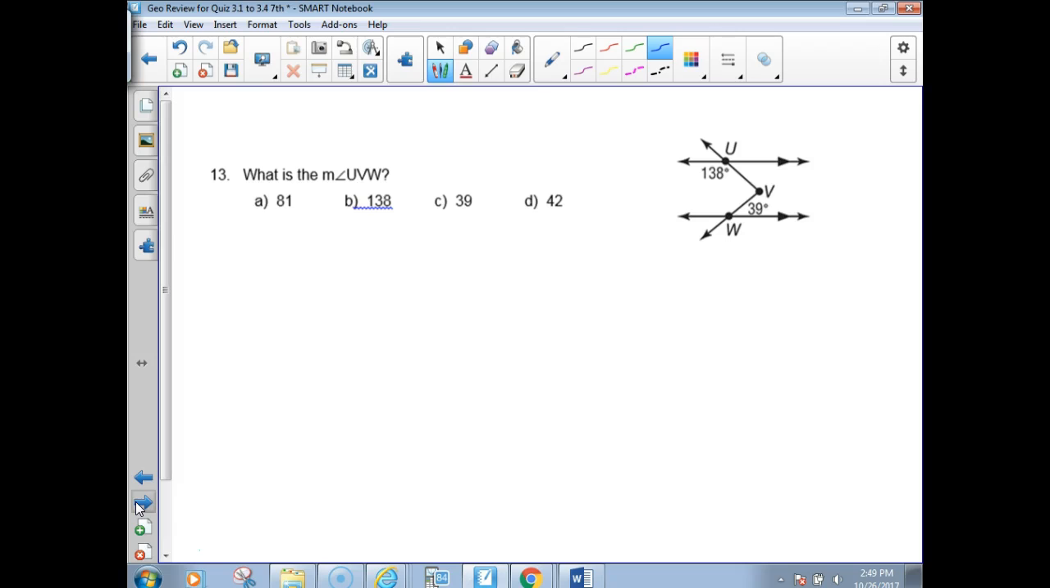Next, on 13, this is not actually one like this. There isn't one like this on the quiz, but we did do this in a homework assignment. We draw in an auxiliary line, which creates some angles we should know some properties about. These are consecutive interior supplementary, so I did 180 minus 138, which would be 42. And then these right here, 39, 39, alternate interior angles. So the angle UVW would be 42 plus 39, and that's 81.